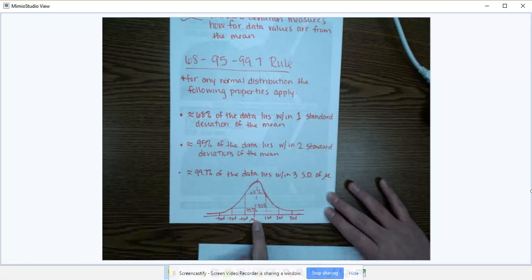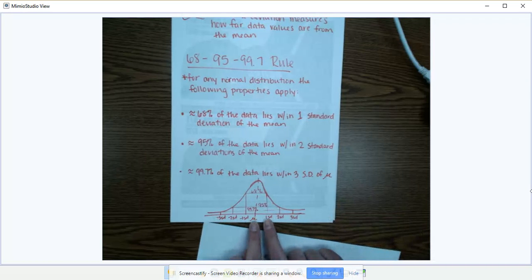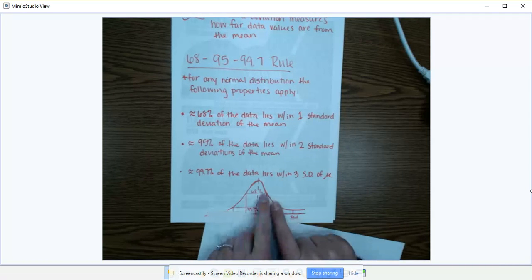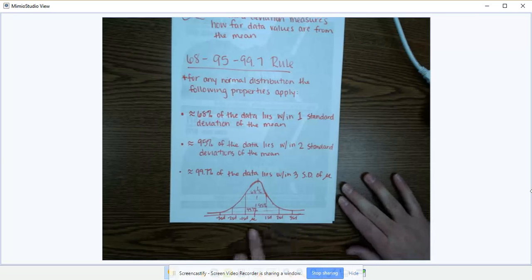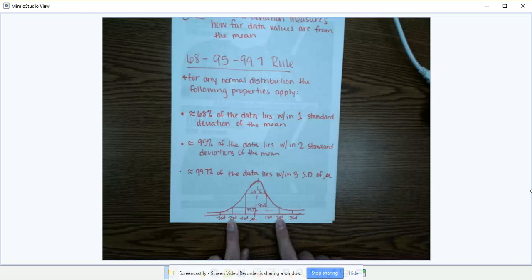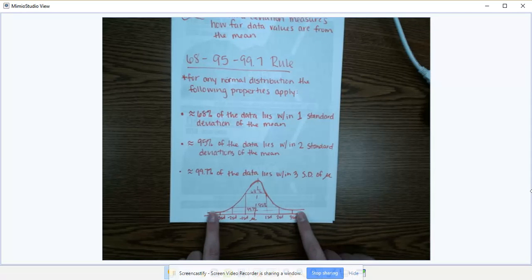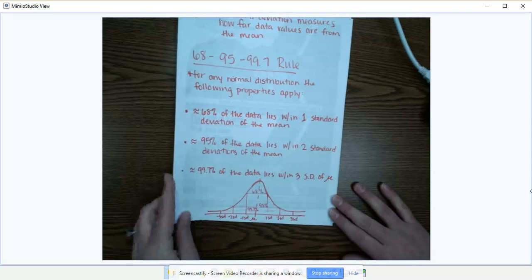So here's a really rough sketch of what that means. We have our bell curve. Remember, our mean, or our mu, is in the middle. If we go 1 standard deviation above and below, we get 68% of that data. If we go 2 standard deviations above and 2 standard deviations below our mean, that's 95% of our data. And then 3 standard deviations above and below would give us 99.7%. You see there's not much on either end left over for data values.